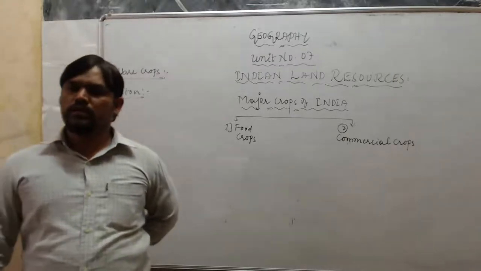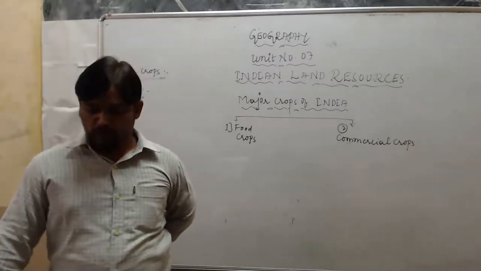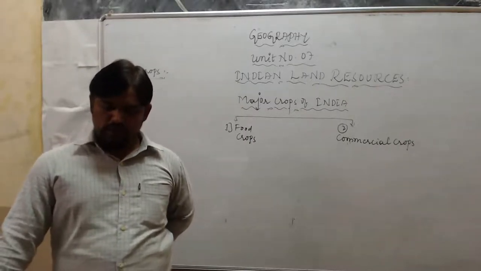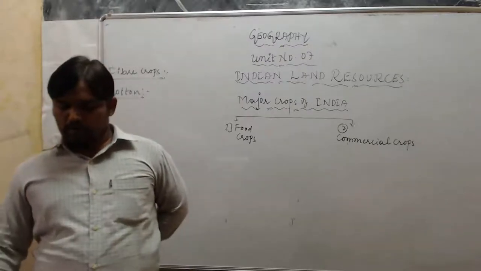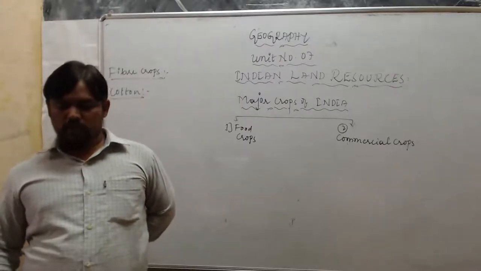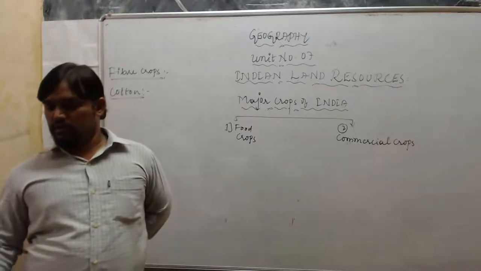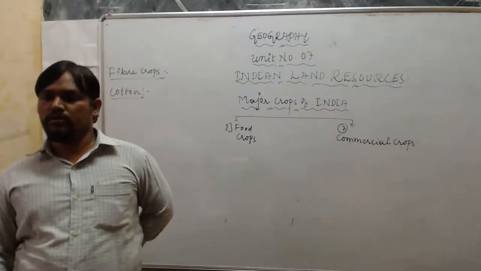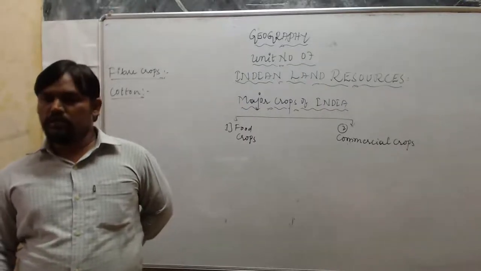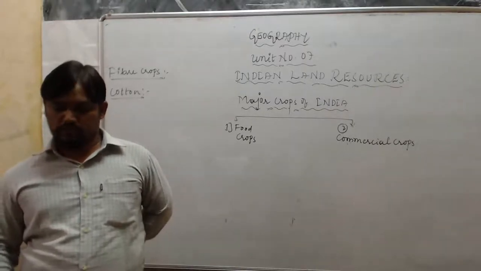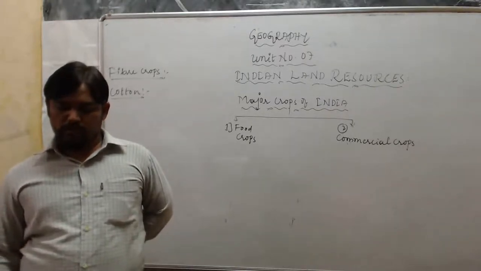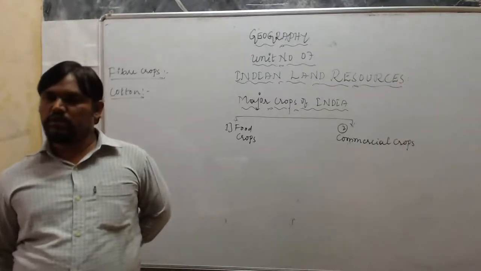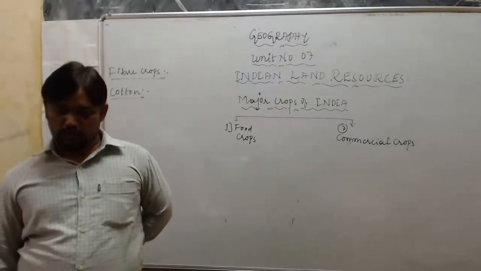In most of the Indian states, we can grow cotton. For example, Gujarat, Maharashtra, Andhra Pradesh, Haryana, Madhya Pradesh, Punjab, Karnataka and Tamil Nadu are the major producers of cotton in the country. Among these, Gujarat is the largest producer of cotton.